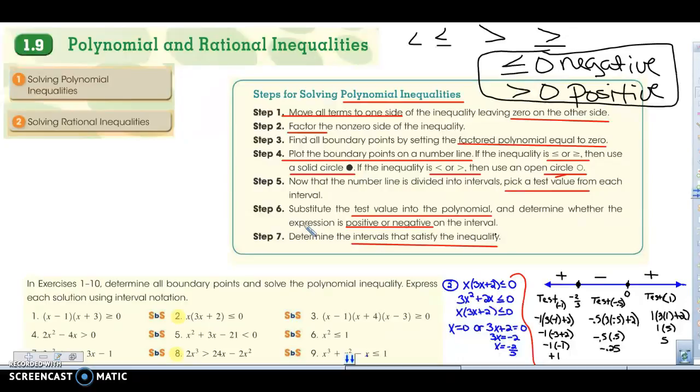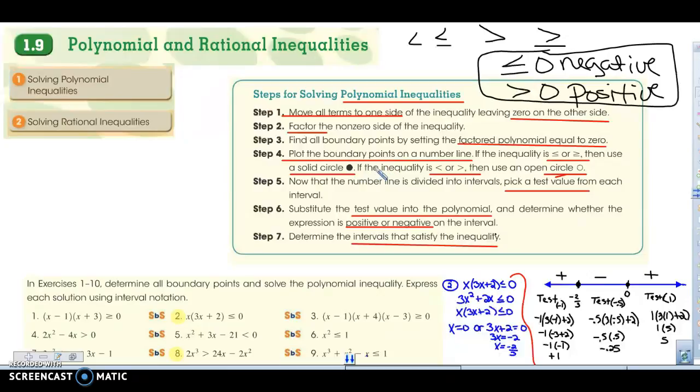each and every time. First thing is to put it in standard form. So we're going to move everything to one side, leaving 0 on the other side. We're going to put everything in descending order of powers. We're going to factor the inequality that's on the left-hand side. And once we factor it, we're then going to set each of those factors that contain a variable equal to 0 so that we can solve for what we call boundary points.